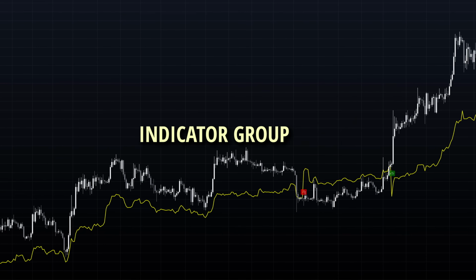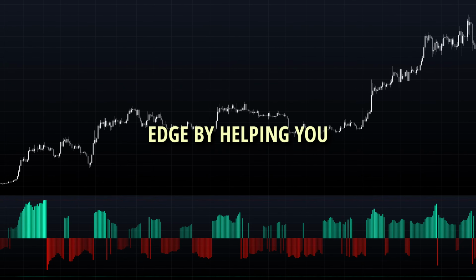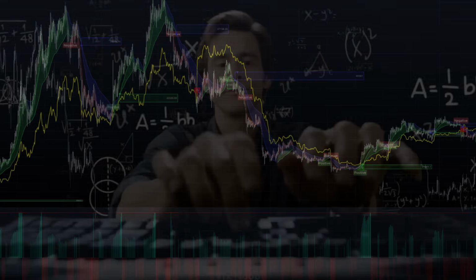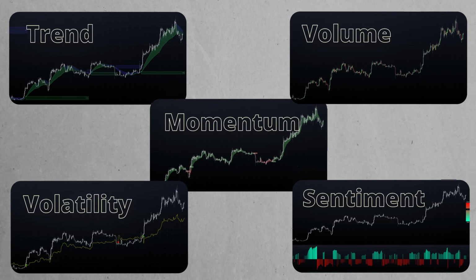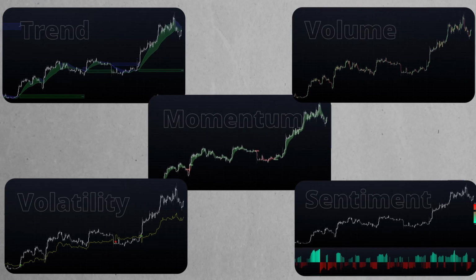Understanding key TradingView indicator groups can give you a strategic edge by helping you avoid cluttered charts and redundant tools. I've done the research for you so you don't have to, and here's 5 indicators that caught my attention this week.